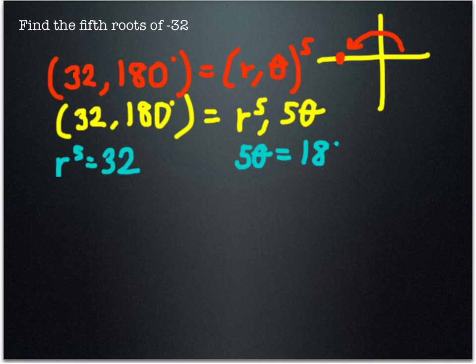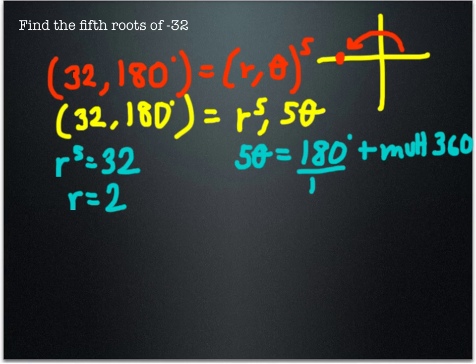equaling 180 degrees. Now here's a tricky part here. I must tack on there plus multiples of 360. And the reason I need to do that is because I need to account for all these different roots. If I did not put that in there, I'd get one answer and it would be a right one, but there are 4 other ones then that I would be missing. Okay, so clearly over here I'm going to get that r equals 2. 2 to the 5th power is 32. Over here, a little trick here, I'm going to have to divide everything by 180.